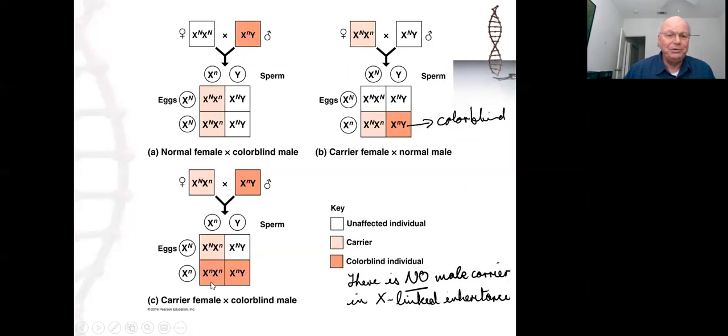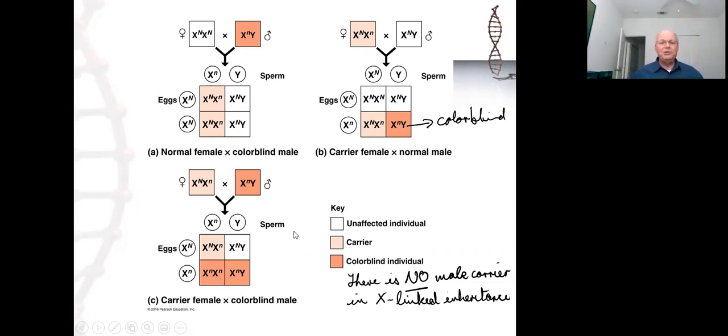And so this individual is a colorblind female. This is my colorblind student. I didn't find out whether she had any brothers who were colorblind, but if she did, half of her brothers would potentially be colorblind and half of her brothers would be vision normal.